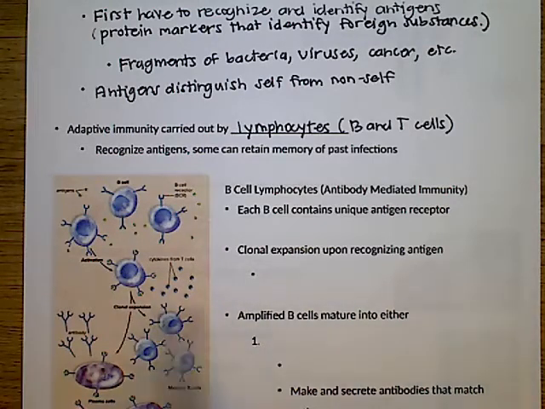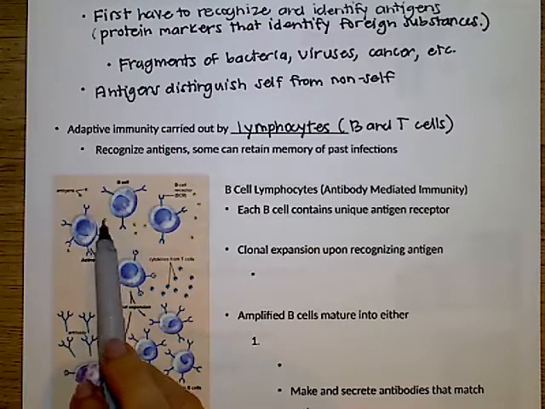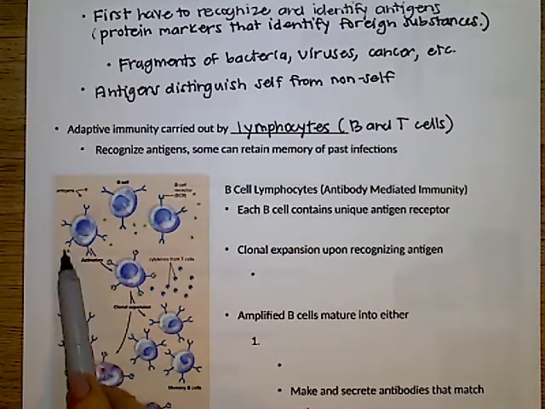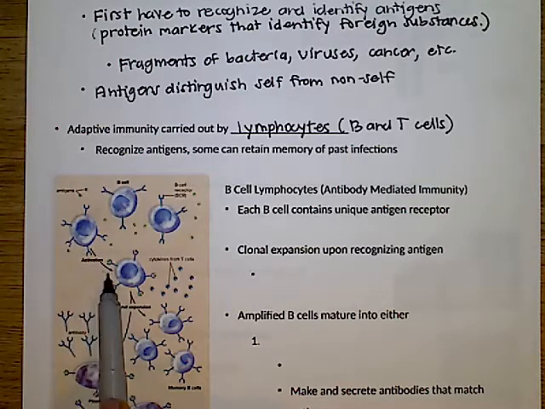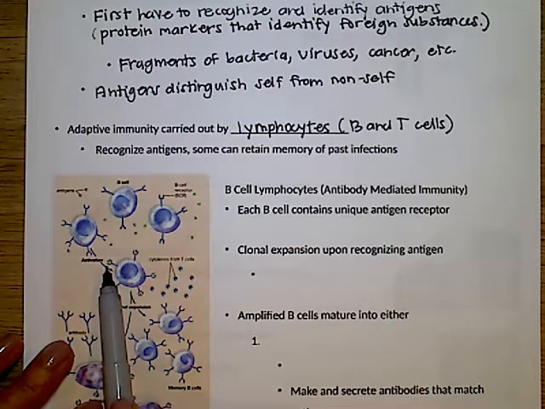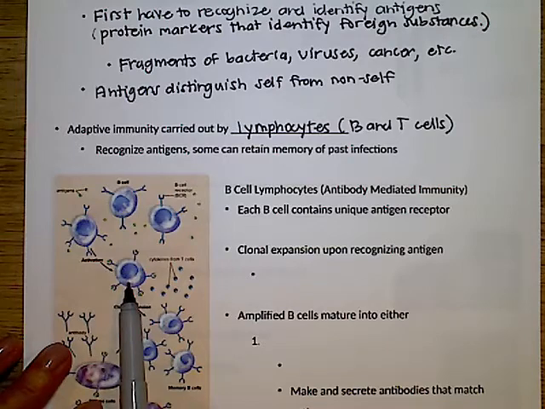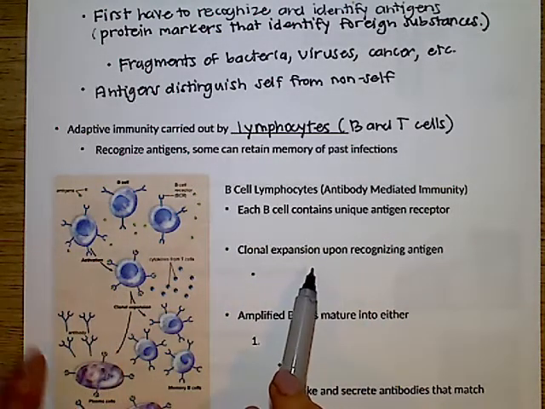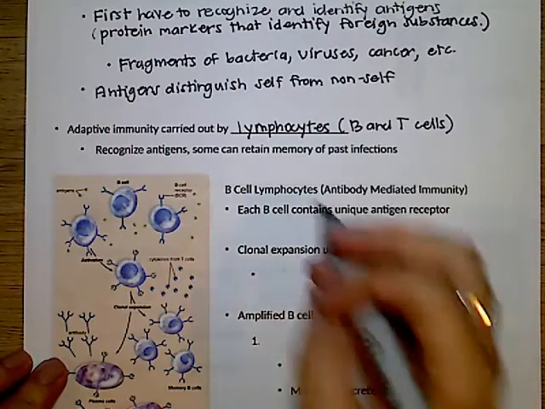And if you have an antigen here that matches up with a specific receptor, activation will occur, and you will get something called clonal expansion upon recognizing that antigen. So the B cell that found the matching antigen will multiply. It will clone itself and expand throughout the body, clonal expansion, because that's what we need to help us fight the infection.